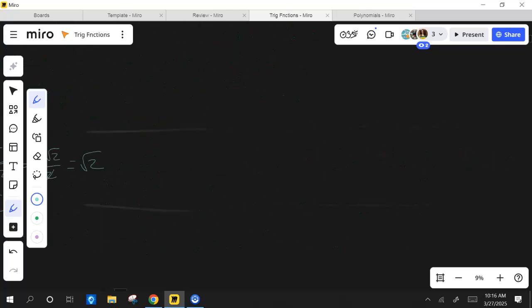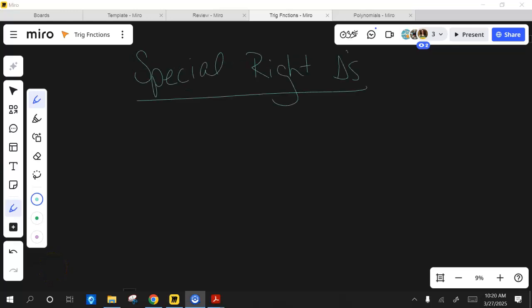All right, so today is solving right triangles. Not special yet. Special right triangle. What? This should have been. You should have learned this in geometry.